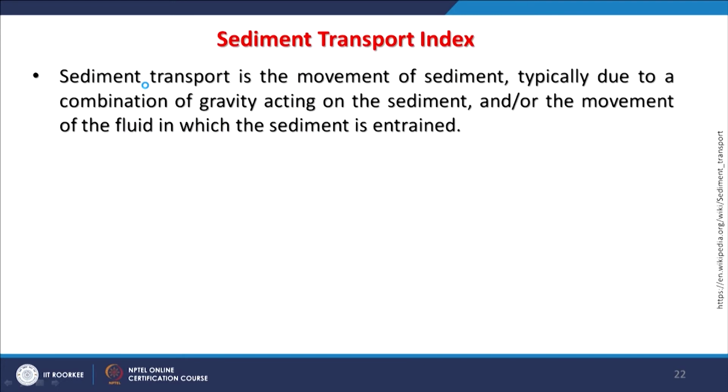Now, another derivative is the sediment transport index, which is a movement of sediment typically due to a contribution of gravity action on the sediment or on the movement of fluid in which the sediment is entrained. The sediment transport occurs in natural systems. So, in a natural drainage system there will be some sediment.